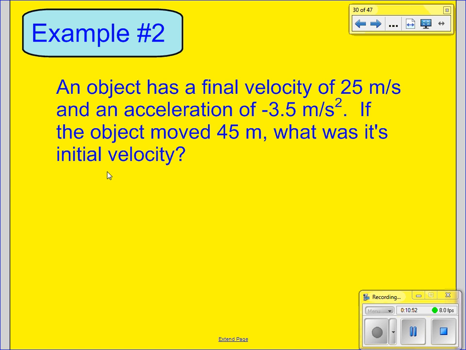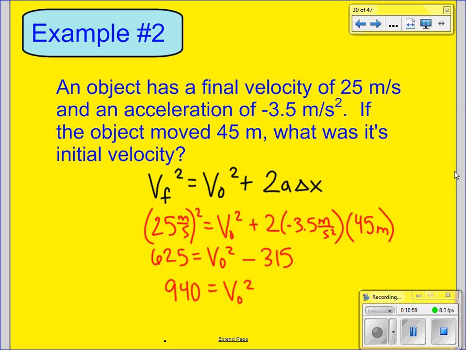Okay, just like last time, I want you to pause the video and use kinematic equation number 2 to solve this problem. Okay, you'll notice on this screen right now that I don't have the final answer yet. I've just included the work. So notice that kinematic equation number 2 is written right here. Then I substituted the values. My final velocity is 25 meters per second. Notice it gets squared, is equal to my initial velocity, which is what I'm solving for, squared, plus 2 times the acceleration times the displacement or change in position, which is 45 meters.